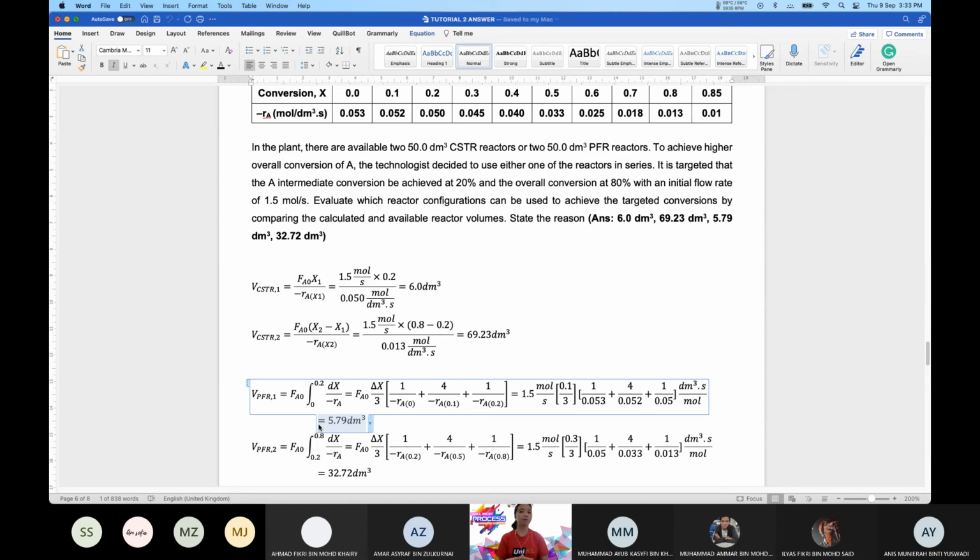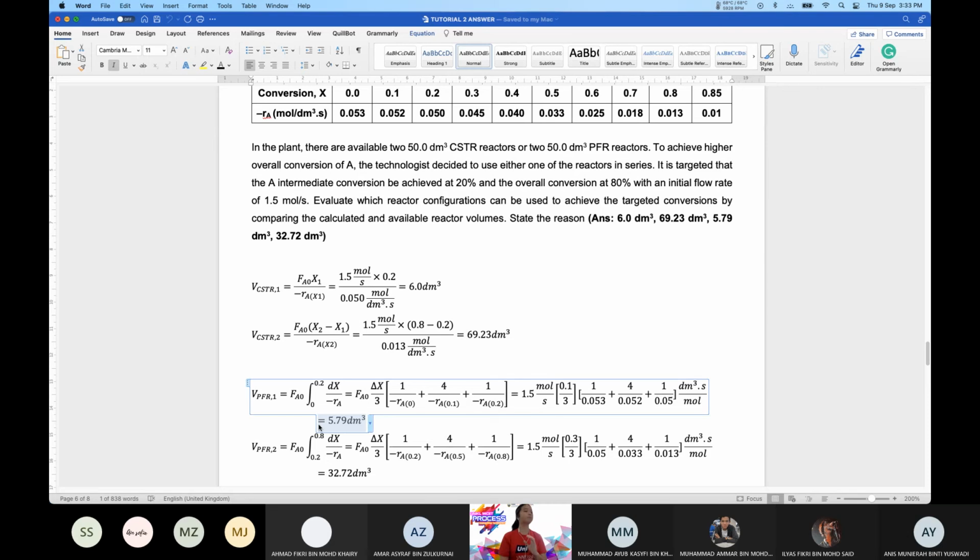But we cannot say that just because the volume is smaller, the reactor is better. Not necessarily, because you have to see the case. If the reaction is liquid, most likely we go for CSTR. If the reaction is gas, most likely we go for PFR. So there are other considerations as well.